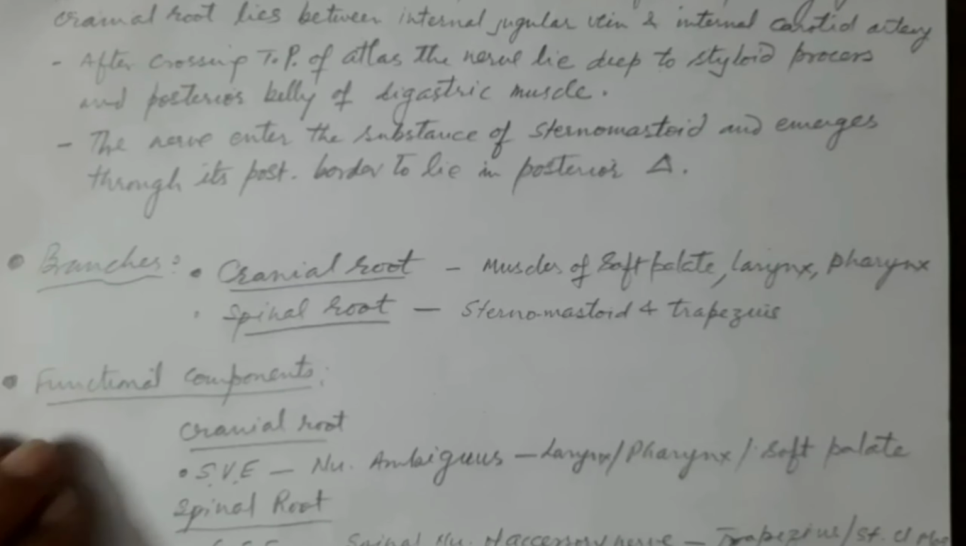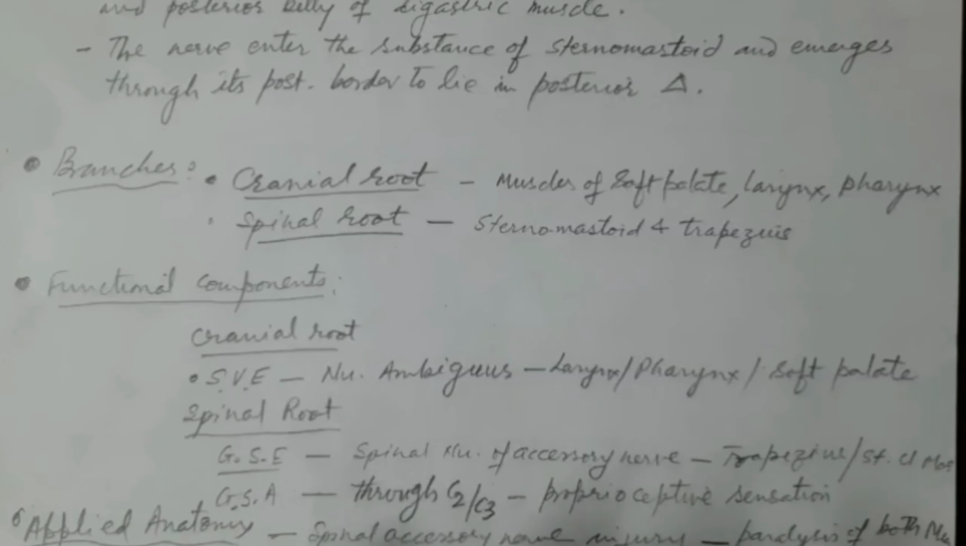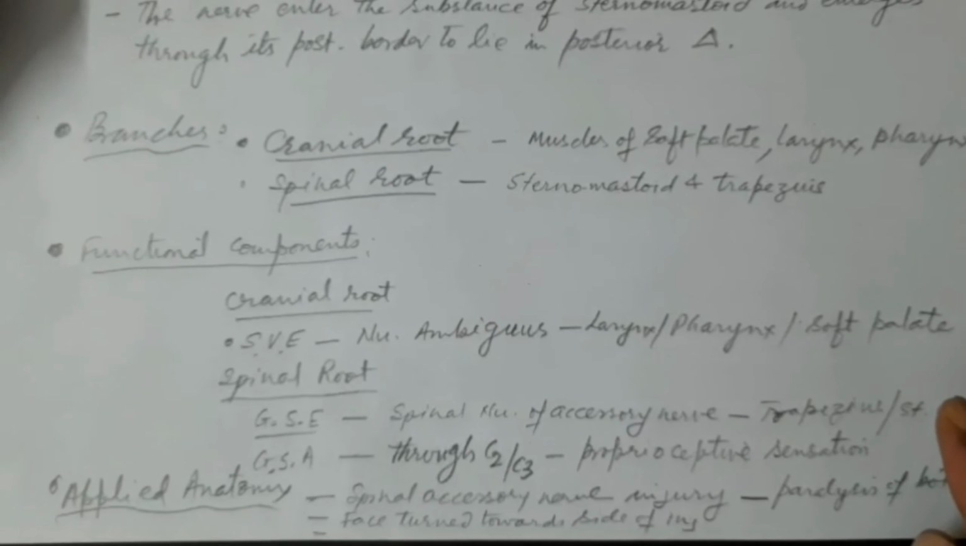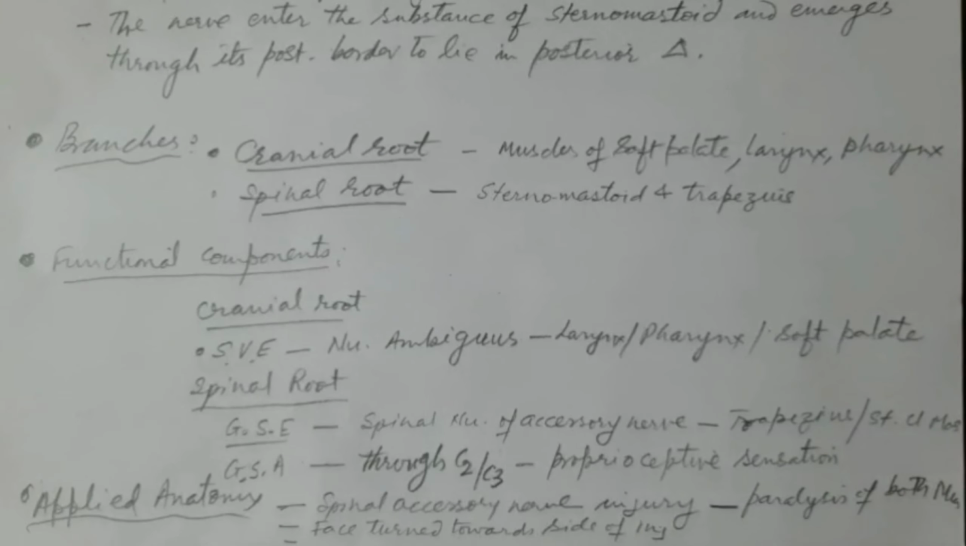Let us come to the functional components of this now, and you know by this time what functional components are. There are motor components, that means fibers which are motor in nature. Then there are fibers which are sensory in nature. A nerve is usually a mix, but here I said that the accessory nerve, or the 11th cranial nerve, is not a mixed nerve. It is a pure motor nerve. That means all its fibers, whether from the cranial root or the spinal root, are going to supply the muscles.